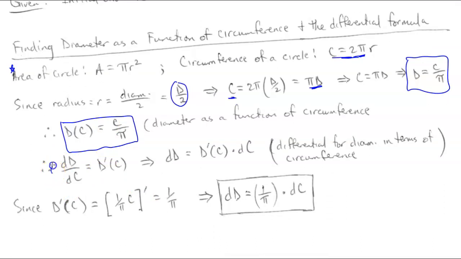And here, I go ahead and take the derivative of diameter with respect to circumference, which is just going to be d prime of c, and get it into the differential form. And then afterwards, I know that the derivative of diameter with respect to circumference is just going to be 1 over pi. So that's what I have here. So now I have a way of expressing the estimated change in diameter with respect to circumference. Okay.